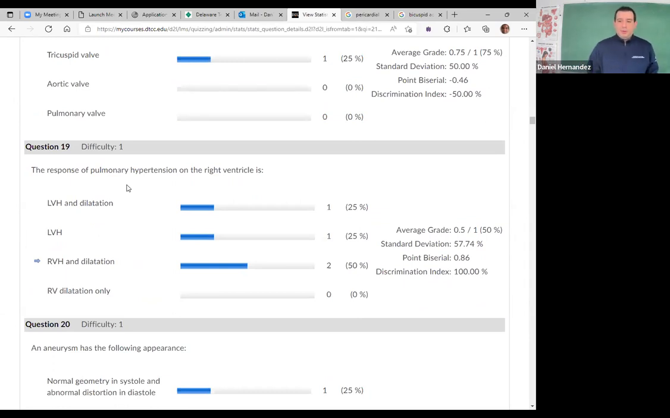The response to pulmonary hypertension on the right ventricle is right ventricular hypertrophy and dilatation. So just remember, with pulmonary hypertension, everything has to go upstream. What's the next most proximal chamber when we're talking about increased pressure in the lungs? That pressure just kind of rolls backwards. So what's upstream of the lungs? That's going to be the RV.